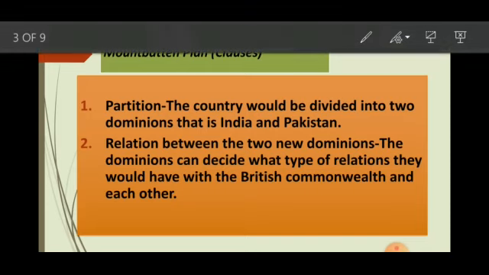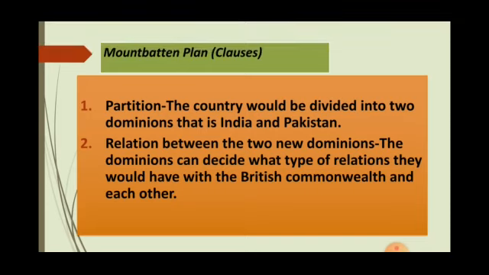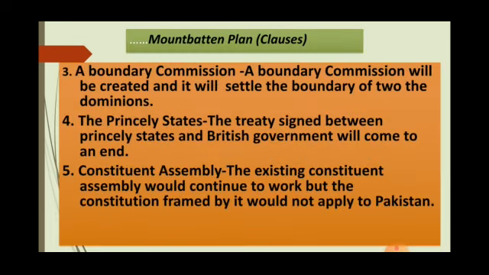The third clause of the Mountbatten Plan, the setting up of a boundary commission. A boundary commission will be created and it will settle the boundary of two dominions. Once the country is going to be divided, a boundary should be set up. For setting the boundary between these two new dominions, a boundary commission will be set up.